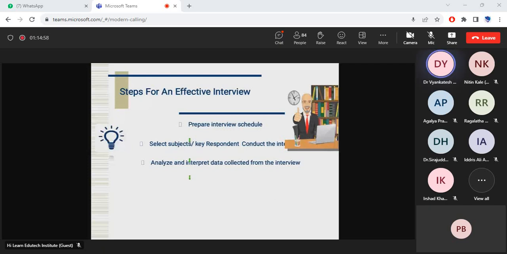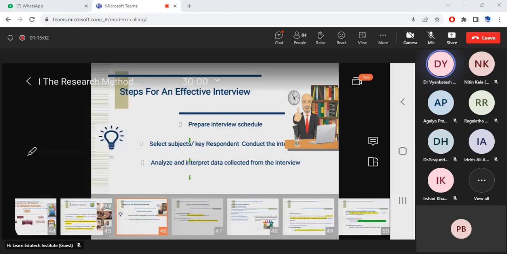Then the types of interview methods: structured interviews and unstructured interviews, as we saw previously. In the structured case, a set of procedural questions is there. If it is unstructured, we don't have predefined questions. We ask randomly, like a news anchor asking politicians questions. So unstructured interviews are like that.